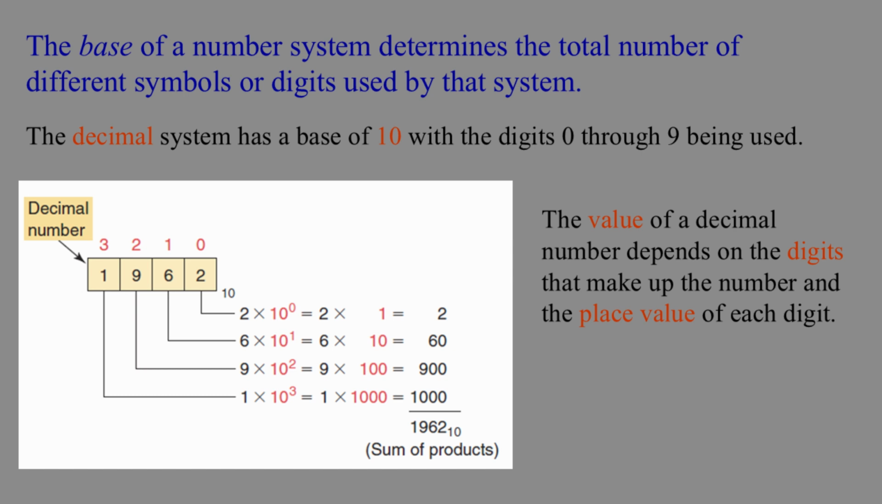This illustrates that the overall value of a number is found by multiplying each digit by its place value and then summing the results. Understanding this concept is important because the same principle applies to other number systems, such as binary and hexadecimal, which computers and PLCs rely on.